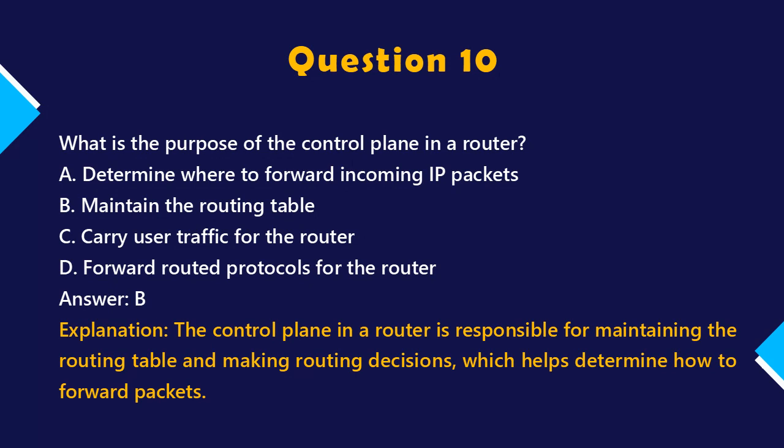Question 10. What is the purpose of the control plane in a router? A. Determine where to forward incoming IP packets. B. Maintain the routing table. C. Carry user traffic for the router. D. Forward routed protocols for the router.